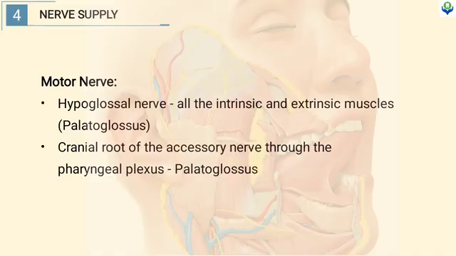The nerve supply. The motor nerve supply of the tongue: all the intrinsic and extrinsic muscles except the palatoglossus are supplied by the hypoglossal nerve. The palatoglossus is supplied by the cranial root of the accessory nerve through the pharyngeal plexus.